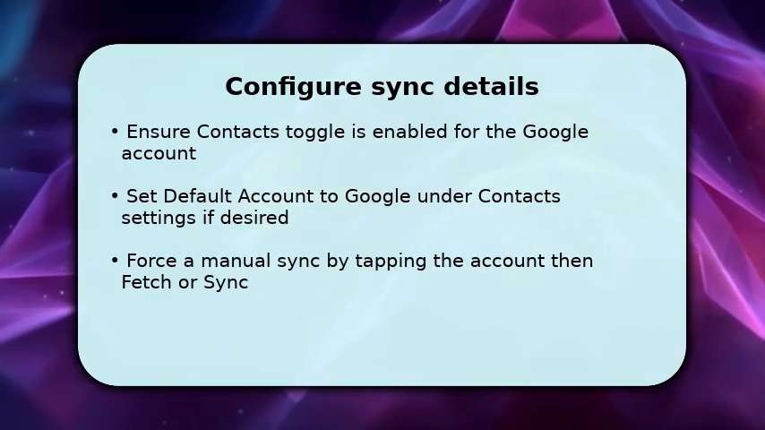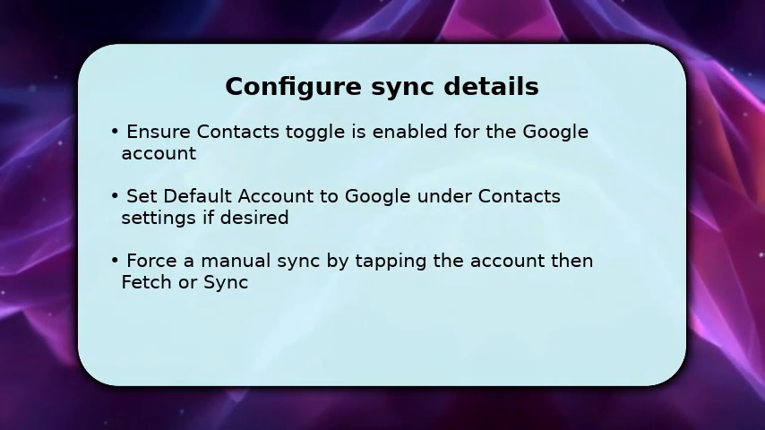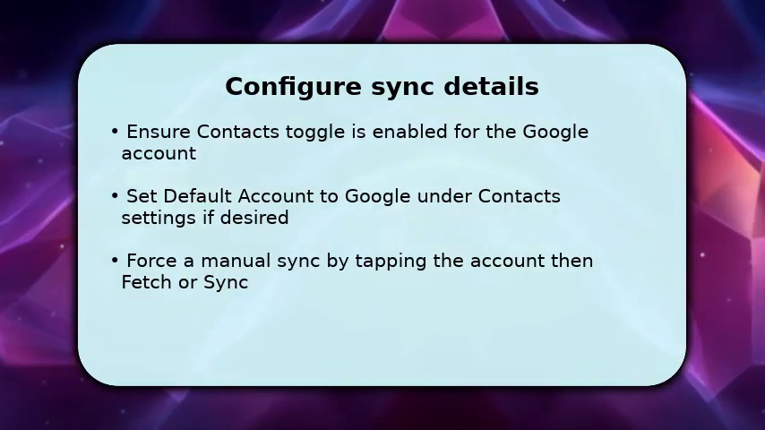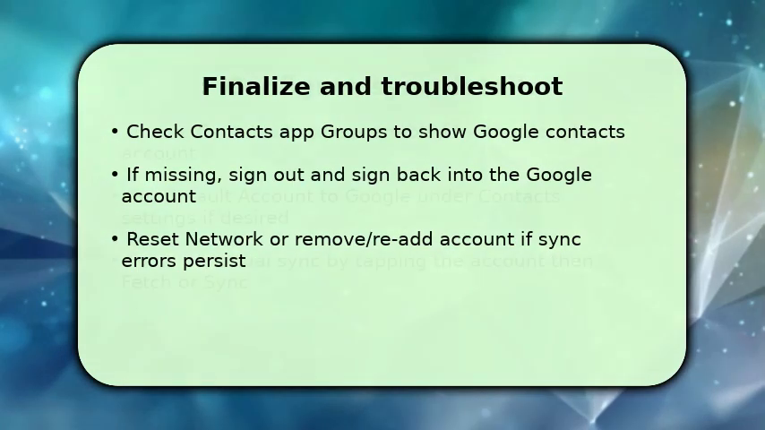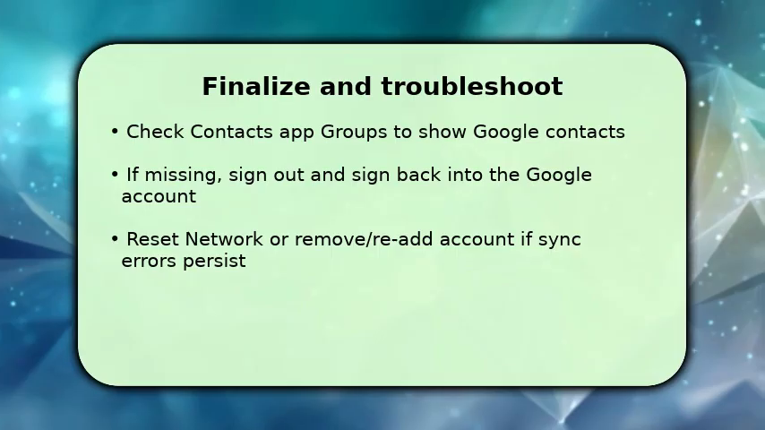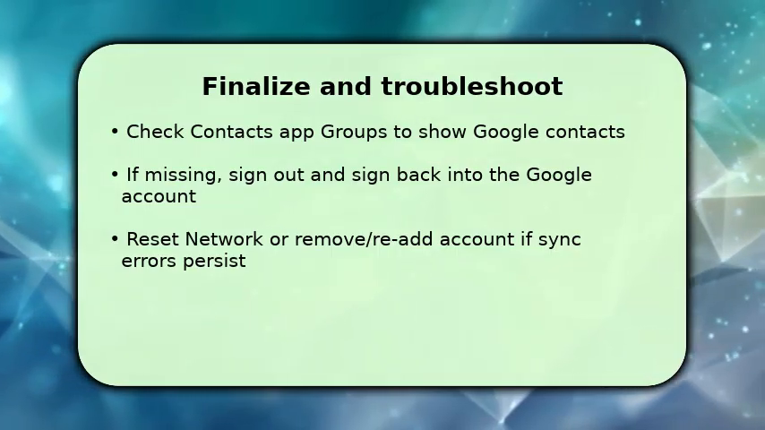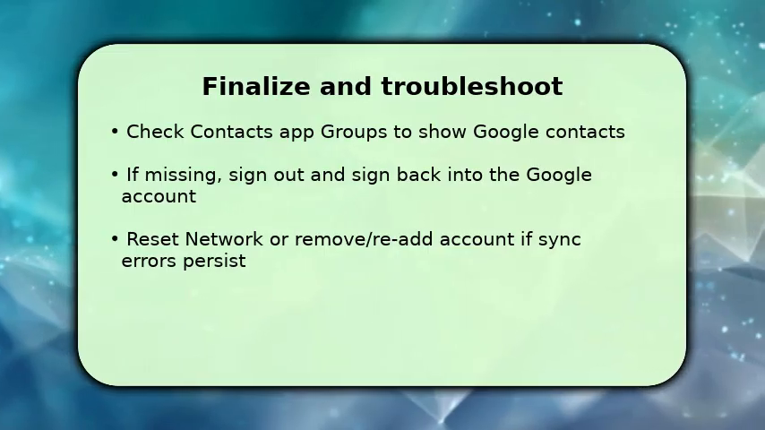If contacts don't appear immediately, open the account and trigger a manual fetch or pull down the Contacts app to refresh. Doing this ensures your iPhone shows the same entries as Google Contacts. Finish by verifying contacts in the Contacts app and tapping Groups to ensure Google is visible. If entries are missing, make sure Contacts visibility is enabled in Groups, then restart the Contacts app.